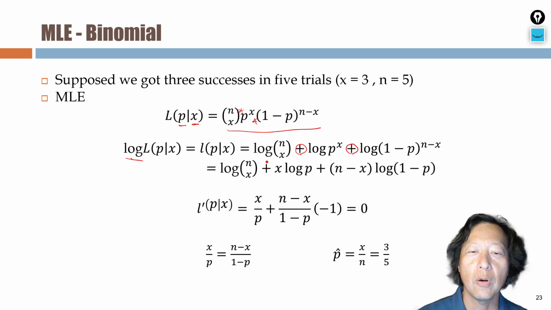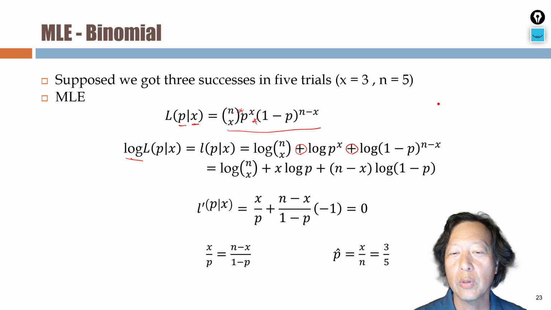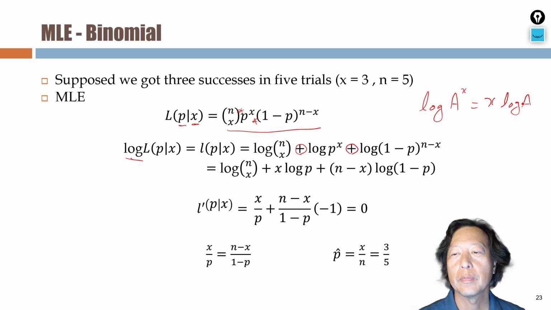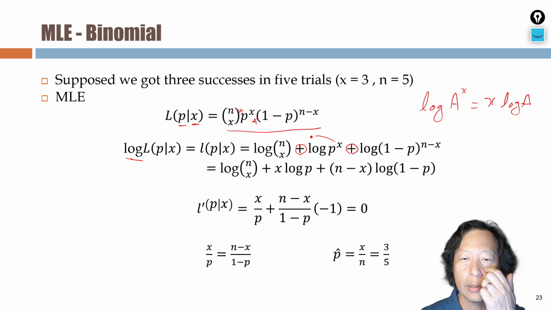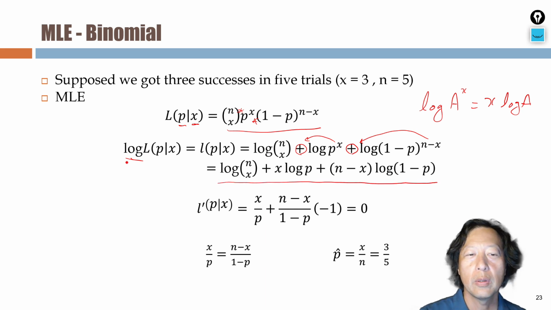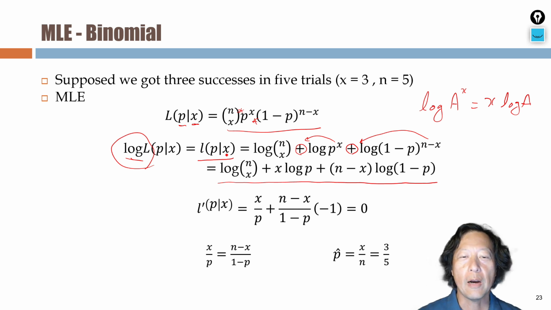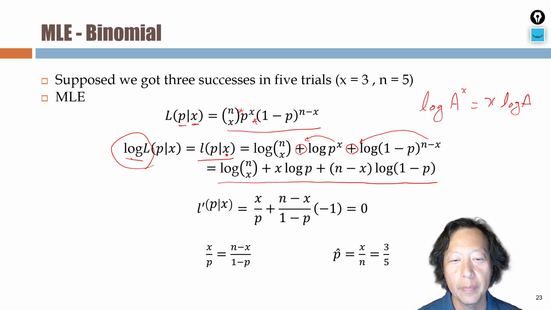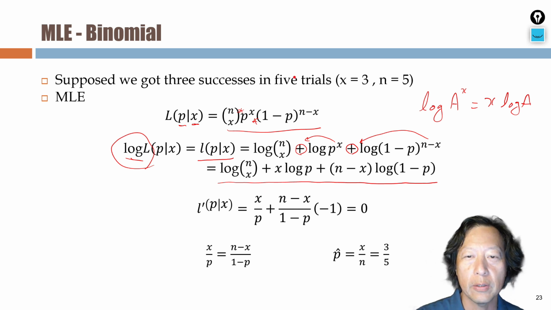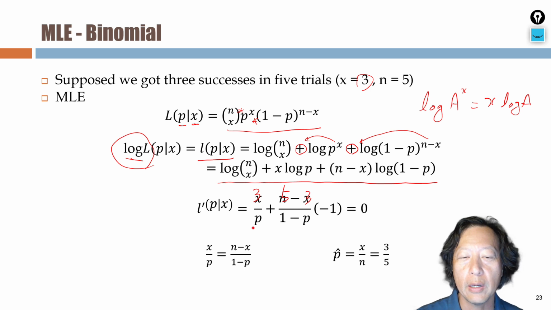And since this is a log, the exponent can come down. So you can bring the x down and the n minus x down, and you get the log, which is this one, the log likelihood. Now I want to find out p. X is given. Actually, I know what x is. It's 3. I know x is 3. N is 5. But I want to find out the p.